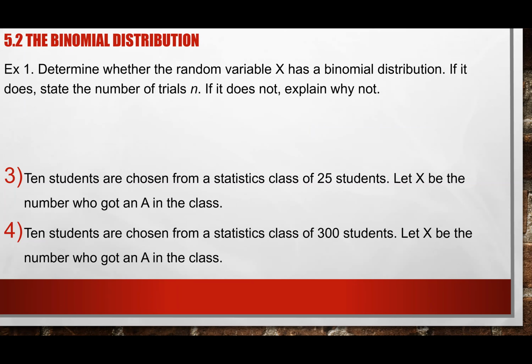Let X be the people or the person who have an A in the class. Looking at this, 3 and 4 are a little different in that we take a sample from a population. One thing you will say is, well, this will not be a binomial distribution because each student is different from the others, right?